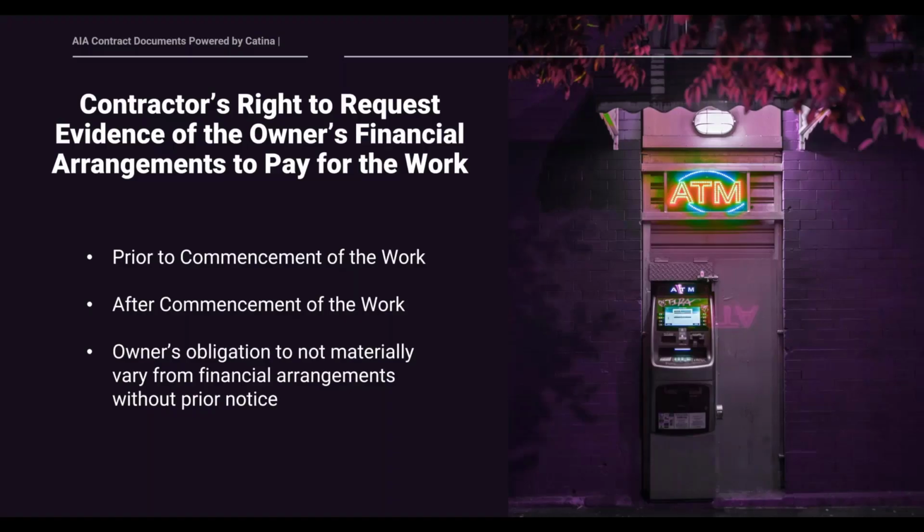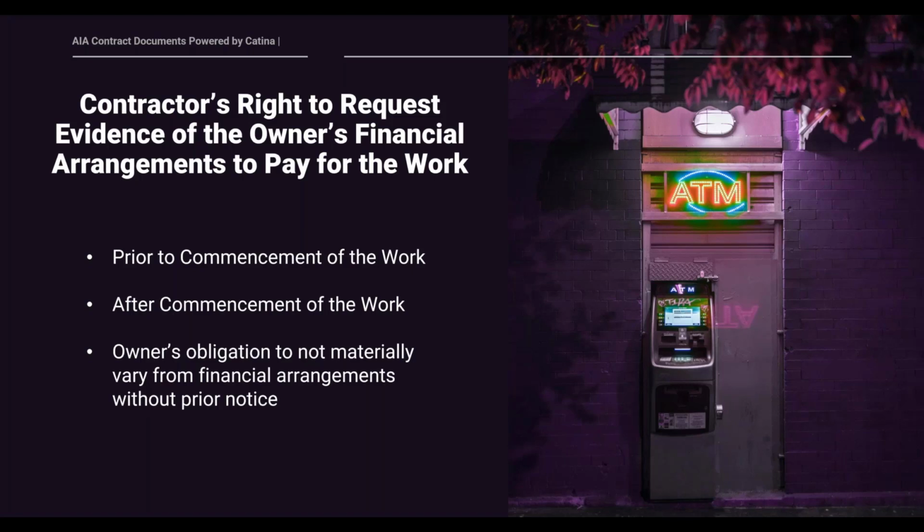Okay, let's start looking at some of the protections in the A201 that start to address these issues and more. The first two protections I'm going to talk about are ones that benefit contractors. It's pretty obvious to say, but contractors want to make sure that they get paid on a job. And one of the best ways a contractor can protect itself from non-payment or from an insolvent owner is to make sure that the owner has proper funding for a project. The A201 has two mechanisms to allow the contractor to request information about the owner's financing, and I'm going to go through those two right now.